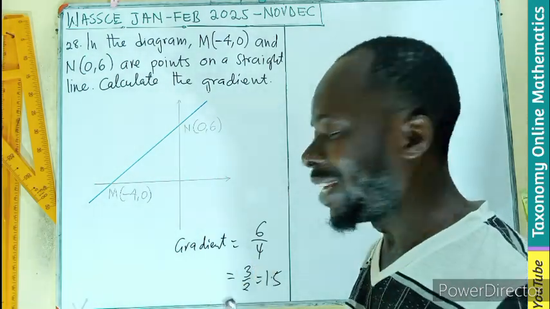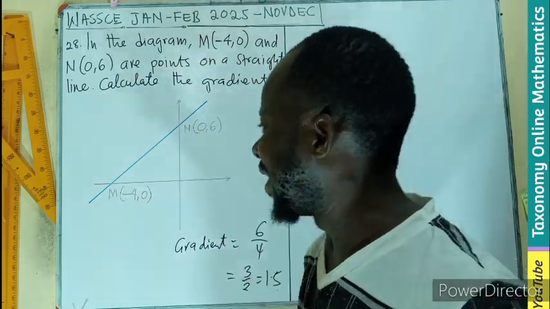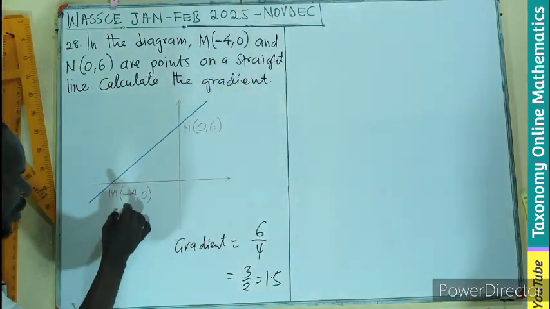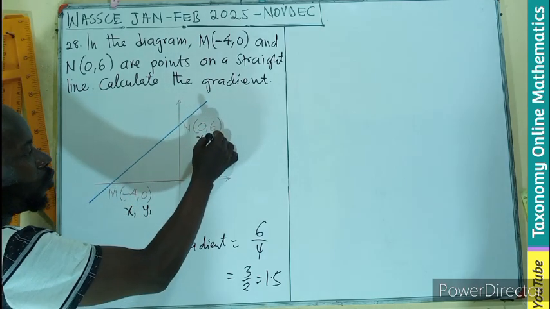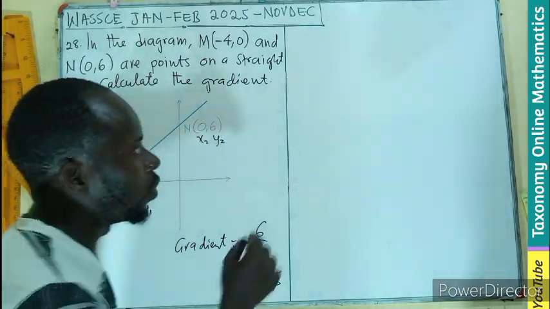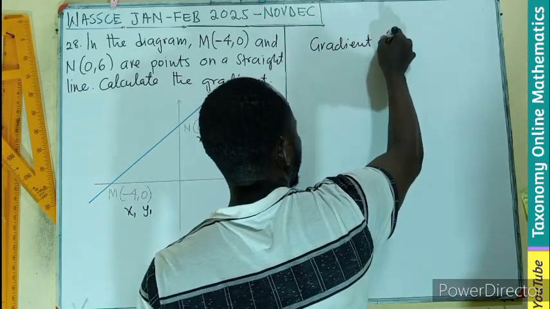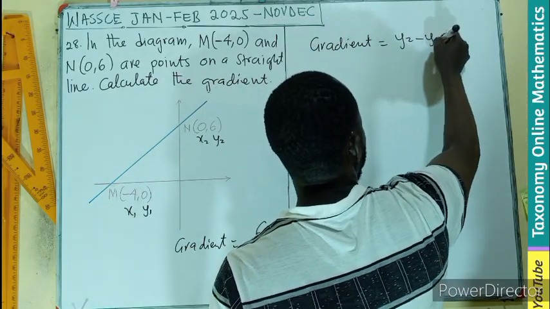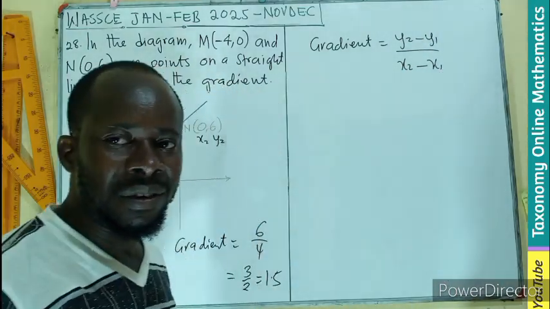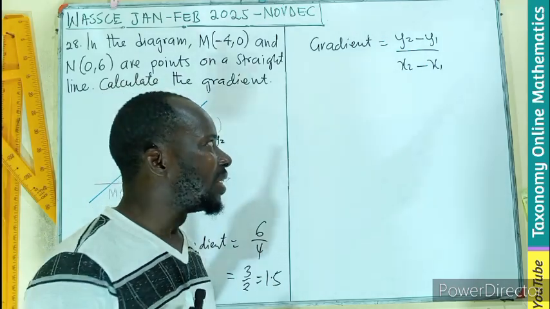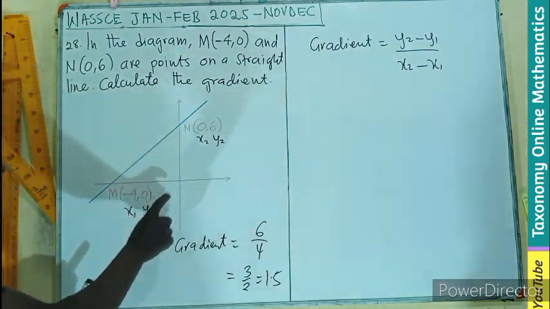Now, to show working, we also can say that we are beginning from m and n. So this is the first point, which is the x1 and the y1, and this is x2 and the y2. So we're quoting the gradient formula, which is y2 minus y1 divided by x2 minus what? x1. So let's substitute the values we have here.